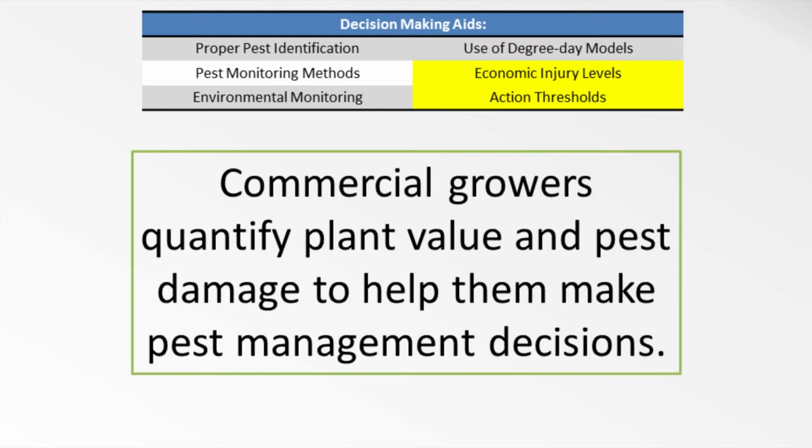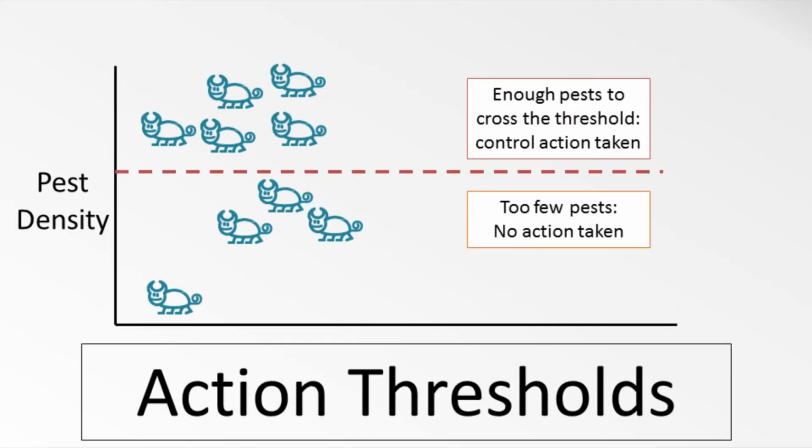Since they're hoping to make a profit from their crop, it's a little easier for them to quantify the value of the plants and the losses that weed competition or disease or pest injury will cause. Generally, action thresholds, the point at which you need to control the pest, will be higher for home vegetable growers because they aren't trying to sell a perfect fruit, and a few blotches or blemishes won't matter as much when you're eating or canning your produce yourself.